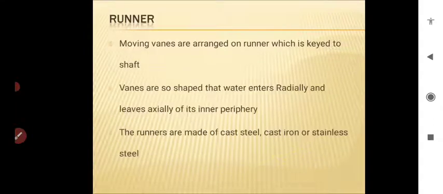And the runner. The runner vanes are arranged on the runner, which is keyed to the shaft. Vanes are shaped so that water enters radially and leaves axially at the runner periphery. The runners are made of cast steel, cast iron, or stainless steel.